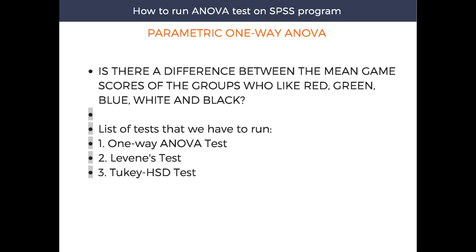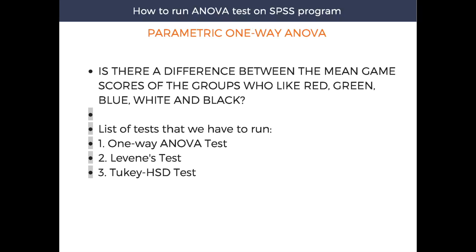So let us now run the ANOVA test on the SPSS program. So I'll require you to do this alongside me. Okay, so for the parametric one-way ANOVA, let's start with this question. Is there a difference between the mean game scores of the groups who like red, green, blue, white, and black? So for this data set, we're going to make use of the data set from your Fruit Ninja scores. So please just use that link that was provided to you.